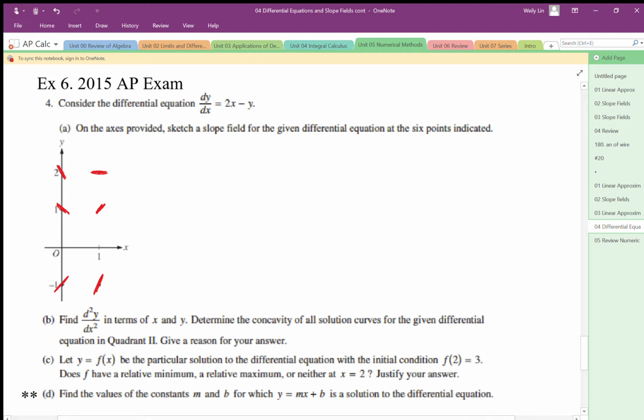All we're doing is plugging in. Again, the slope field doesn't have enough points to give us a good indication of what the solution to the differential equation looks like.